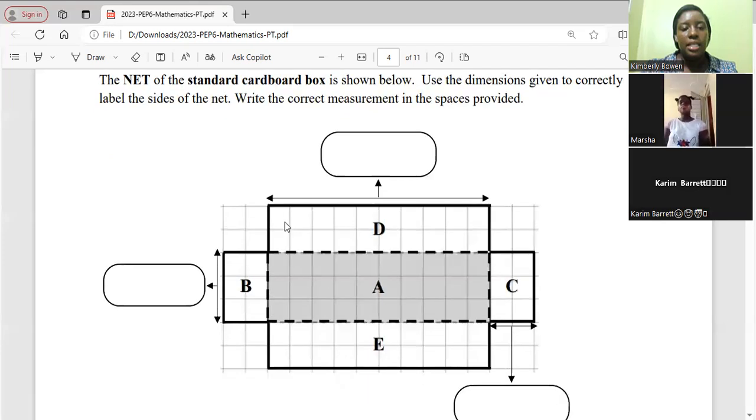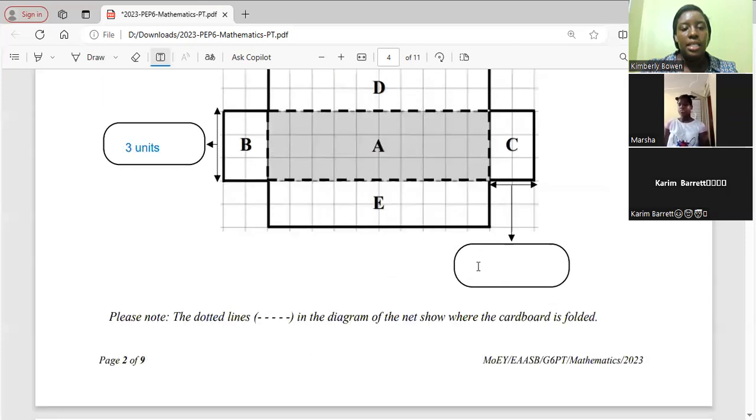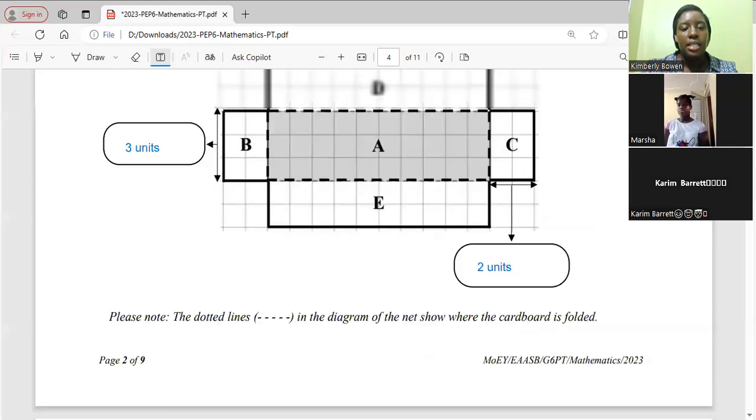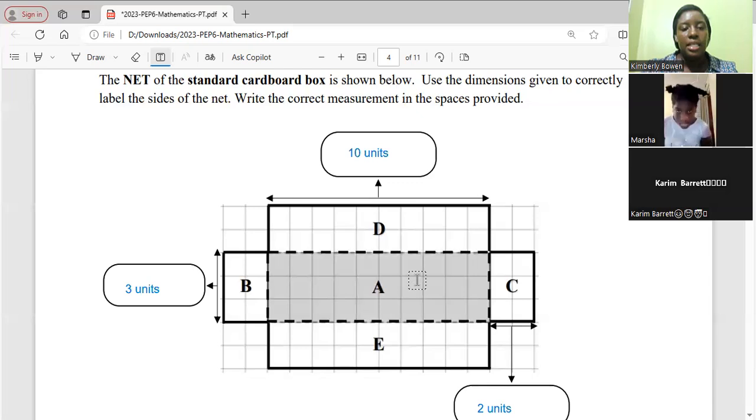And even from counting here, we can say 1, 2, 3, 4, 5, 6, 7, 8, 9, 10. So it's 10 units here. That's the correct labeling. We're just going to put 10 units. And for B, which is 3 units, we can also count it. And for C, it's 2 units. So that's how we would label the diagram in question 1.